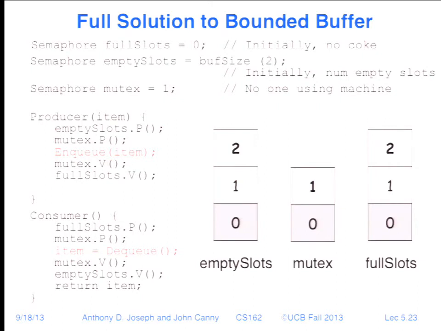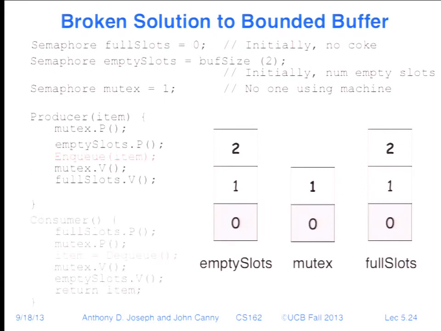And we can try different combinations that will keep working. But if I'm a naive programmer, maybe I might have put the mutex.p before empty slots. It looks similar, but what's wrong with that? Does anyone see what's wrong?